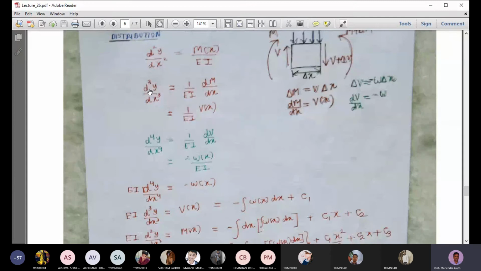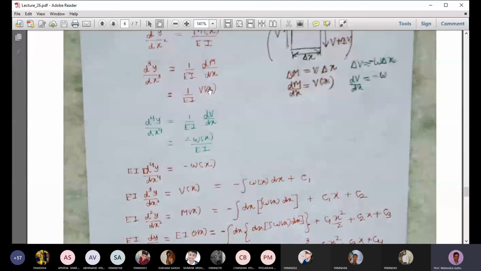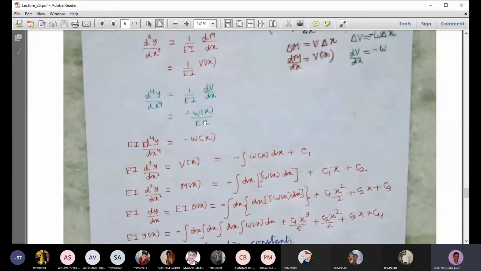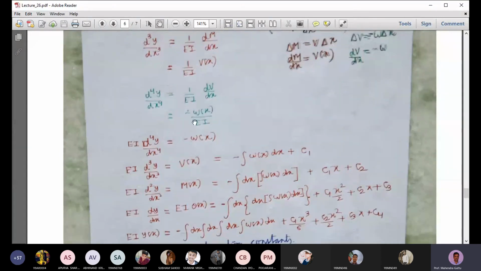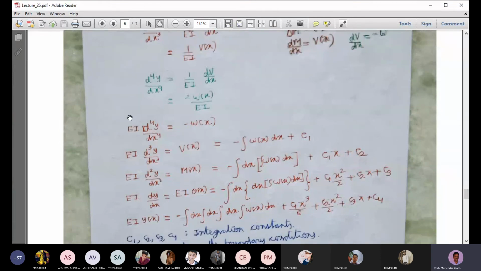And what we'll do, we'll differentiate it one more time. So instead of d cube y by dx cube, we'll get d power 4 y by dx power 4. So we'll differentiate V again one more time. So dV by dx. What is dV by dx? It is minus W. That is a distributed load acting in between the two segments. So we have minus W of x by EI. So we now treat EI, the flexural rigidity, to be constant. So we can send that EI constant value to the left hand side. So we have this equation: EI d power 4 y by dx power 4 is minus W of x. So this is the differential equation, fourth order differential equation relating the deflection with the distributed load W.